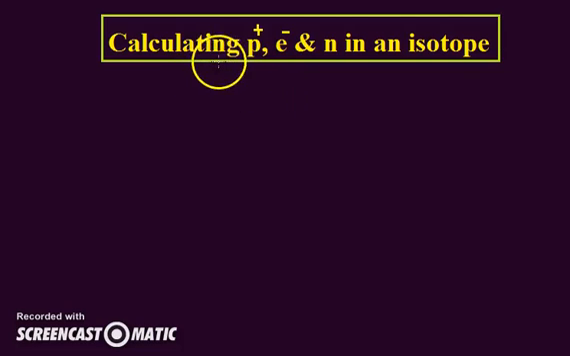In this session, I will discuss how to calculate the number of protons, number of electrons, and number of neutrons in an isotope. Let me take one example here. Let's say an isotope of uranium is given here. At the top, we have the number 238, and at the bottom, we have 92. This is an isotope of uranium.